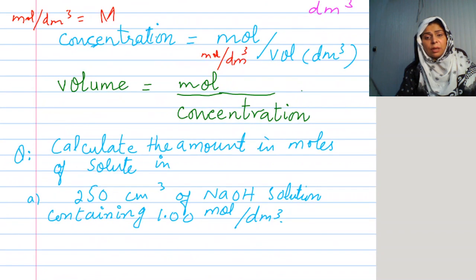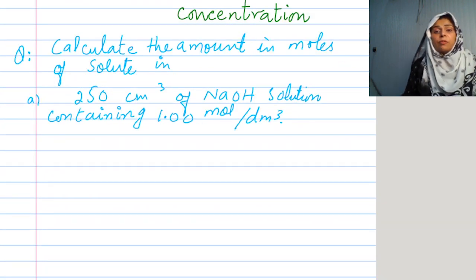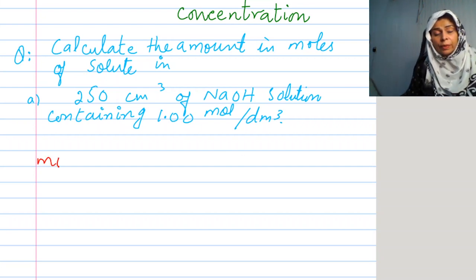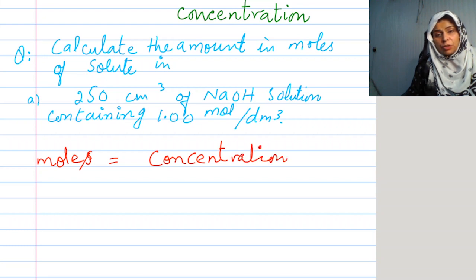Okay, calculate the amount in moles of solute. Now what is the meaning of amount in moles? It means we have to calculate the moles. If the volume is in centimeter cube and the concentration is given, remember it is associated with the moles of solutions. Moles of solution is equal to concentration into volume, and volume will always be in decimeter cube. This is a part of the formula, right?